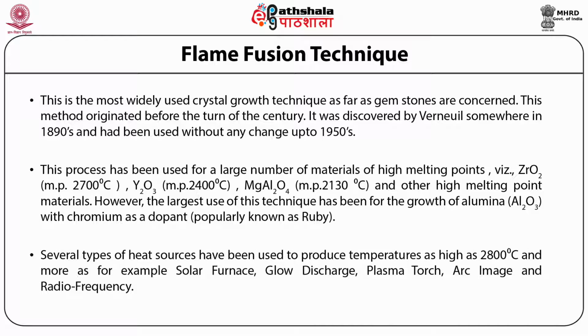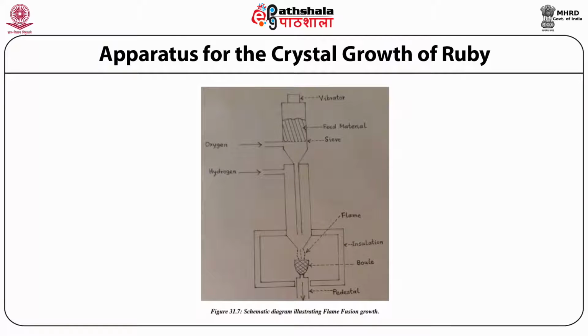Several types of heat sources have been used to produce temperatures as high as 2800 degrees centigrade and more, as for example solar furnace, glow discharge, plasma torch, arc image, and radio frequency. Figure 31.7 is a schematic diagram illustrating flame fusion growth. This is the apparatus which is used for the crystal growth of ruby.